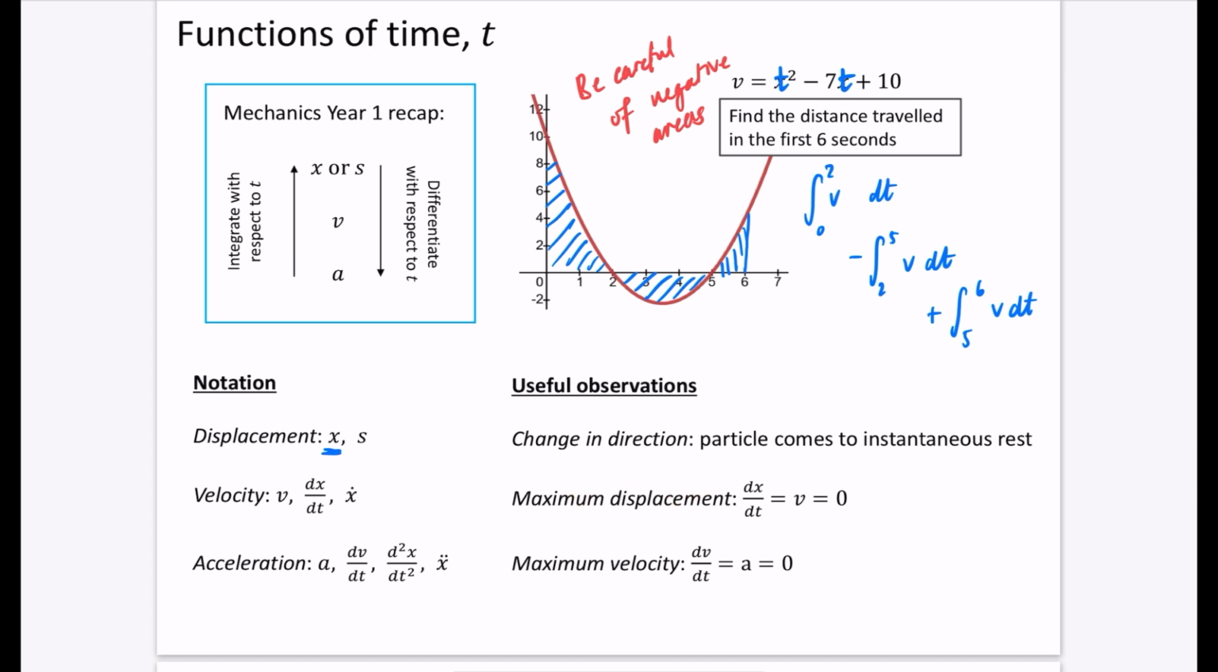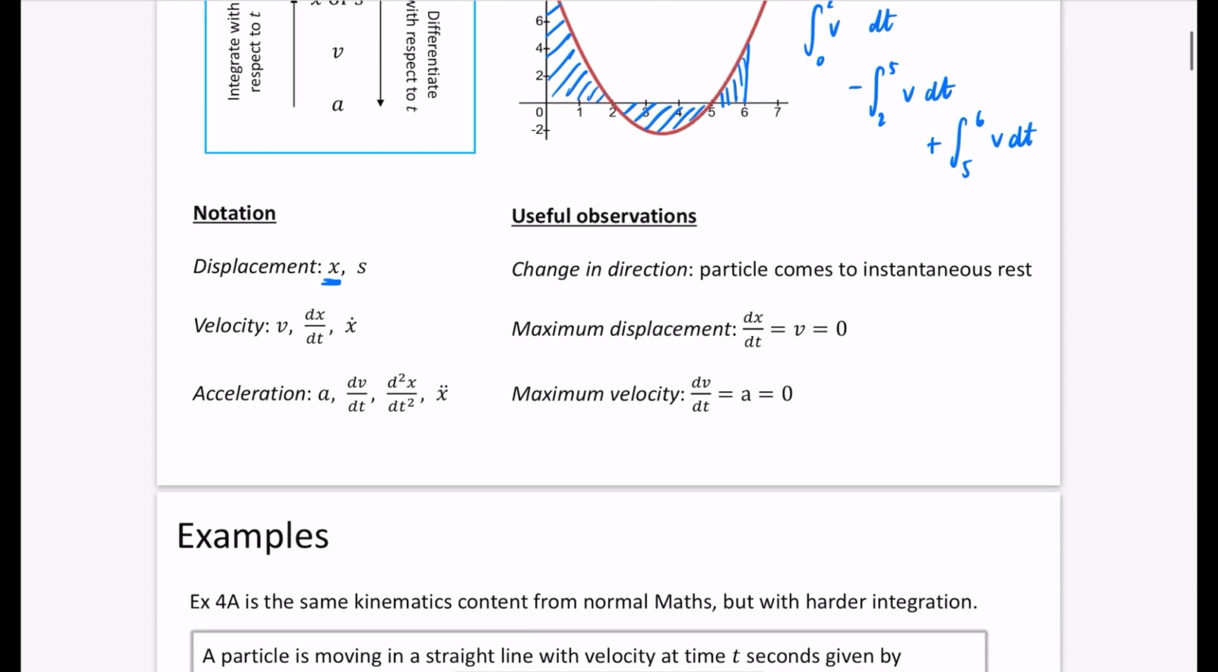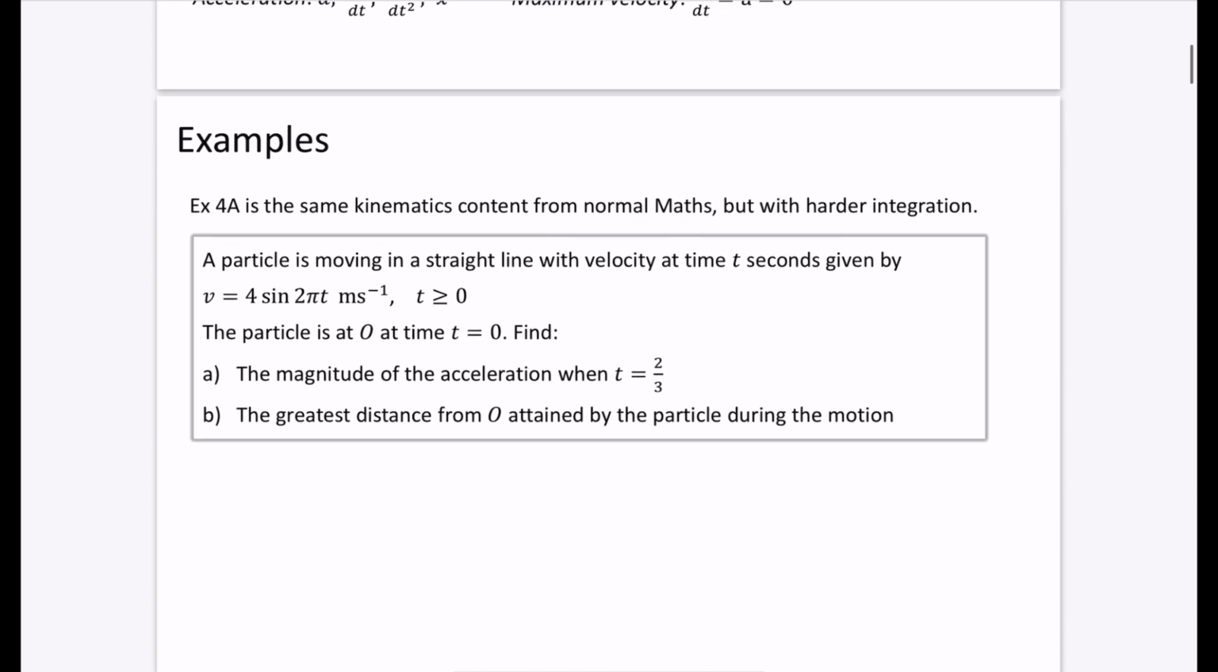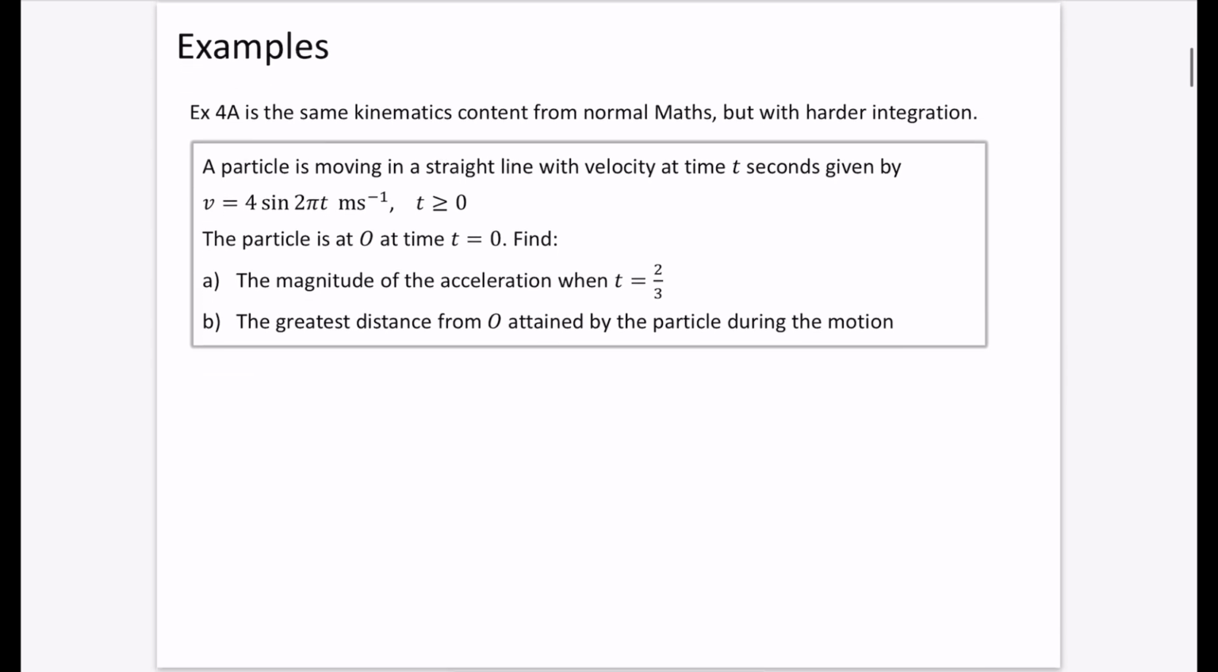If it ever talks about maximum displacement, we know that the maximum displacement occurs when the velocity is equal to 0, or when dx/dt is equal to 0. You can almost think about it as the turning point on the graph. And similarly, the maximum velocity is reached when the derivative of v with respect to time, the acceleration, is equal to 0. So really just a complete recap of everything that we've done in year 1. I'm going to do 2 examples, and then you can have a go at the third one.